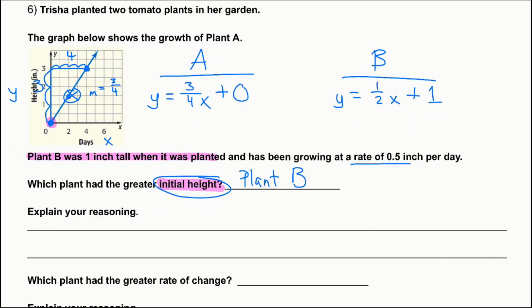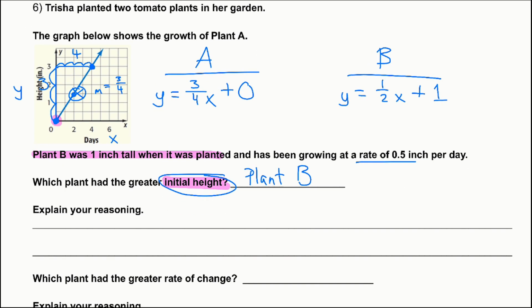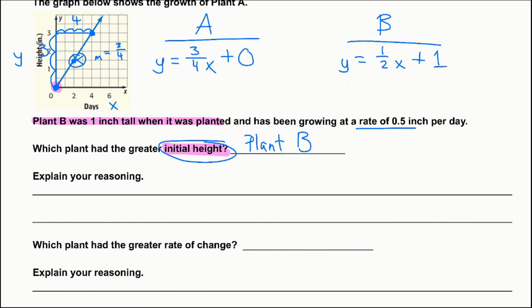I'm not going to write it. The explain your reasoning is because 1 is greater than 0. I mean, that's really all you need. The initial height of 1 is greater than 0, right? Which plant had the greater rate of change? That would be the slope, that rate of change. So it would be plant A, right? And again, I'm not going to explain it in writing, but in the explain, you could say, plant A had a greater rate of change because 3/4 is greater than 1/2. That's really all I need.